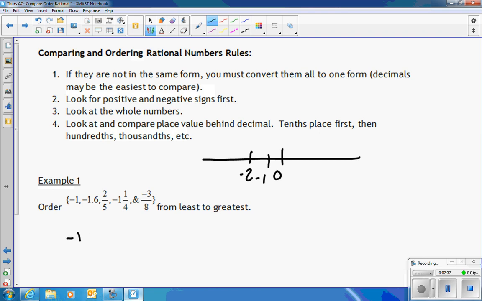So -1.6 is the smallest number, followed by -1 1/4, because that's 0.25, followed by -1, and then -3/8. So I really didn't have to convert any of those to be able to put this in order from least to greatest. The last number is a positive, so I know it's got to be my biggest, and that's 2/5.